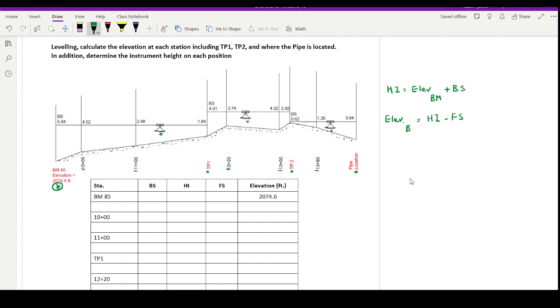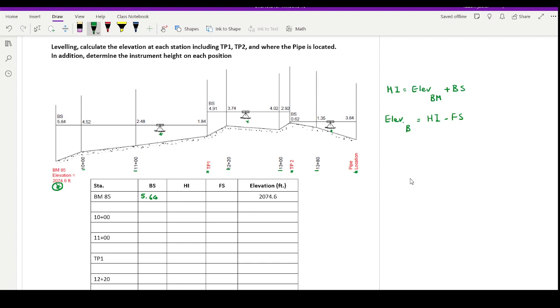So at benchmark, I have just one backsight reading. I will transfer it here. It's 5.64. And you can see that the way that I have created this table, I have left one row empty because I will use it to write height of instrument over there.